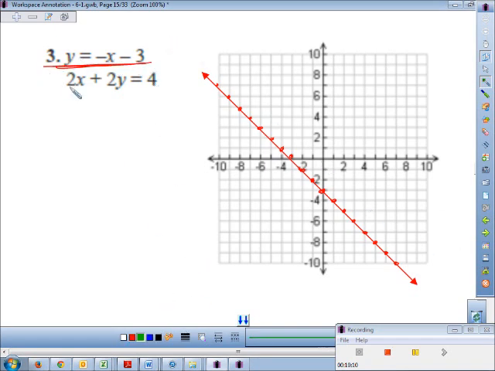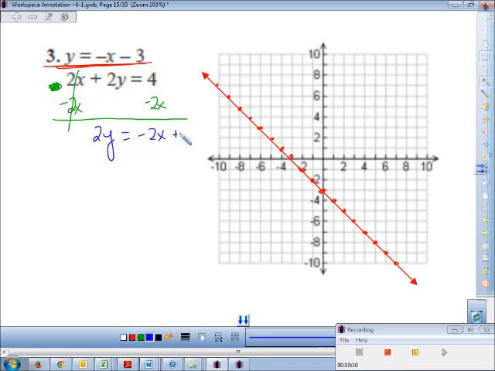Second line, going to be oblique also. It's got both x and y, but we need to get it in slope-intercept form, so the first move is to subtract 2x from both sides. Those go away. 2y comes down. And then we got to divide everything by 2 to get y all by itself. Negative 1x plus 2. So to graph that, y-intercept of 2, down 1 to the right 1.